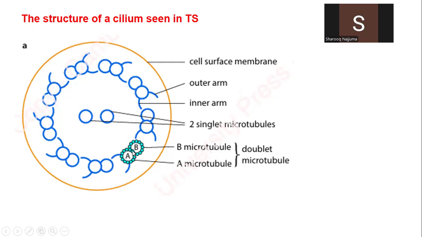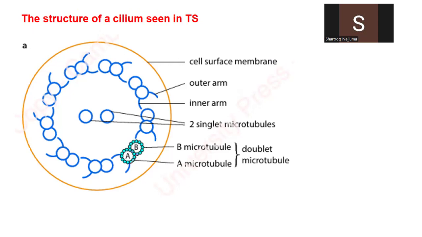If we start with this one here, number 1, number 2, number 3, number 4, number 5, number 6, number 7, number 8, number 9, number 10, number 11, number 12, number 13. You can see that microtubule A has all the 13 protofilaments. But when it comes to microtubule B, they are less. If we start with number 1 here, 2, 3, 4, 5, 6, 7, 8, 9, 10. Microtubule B has only 10 protofilaments.